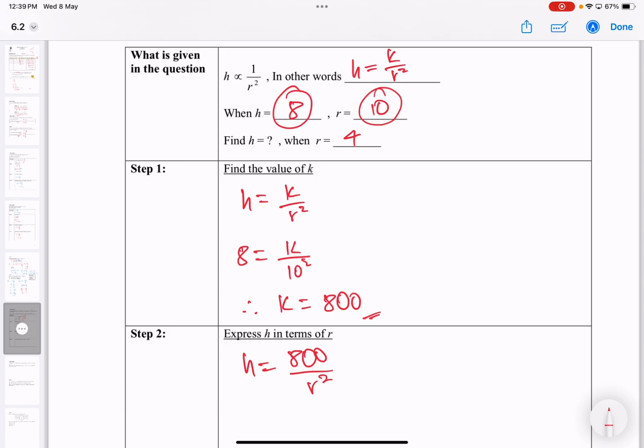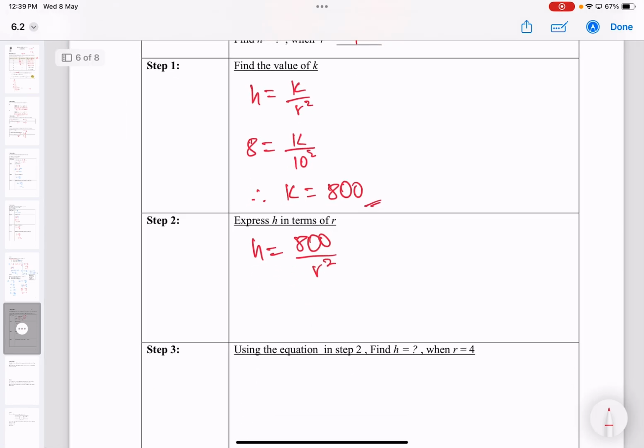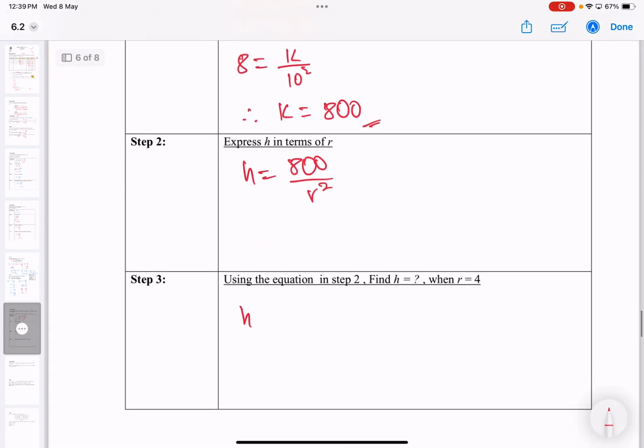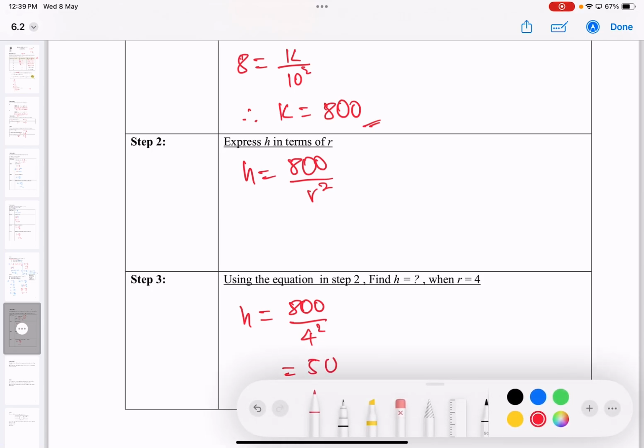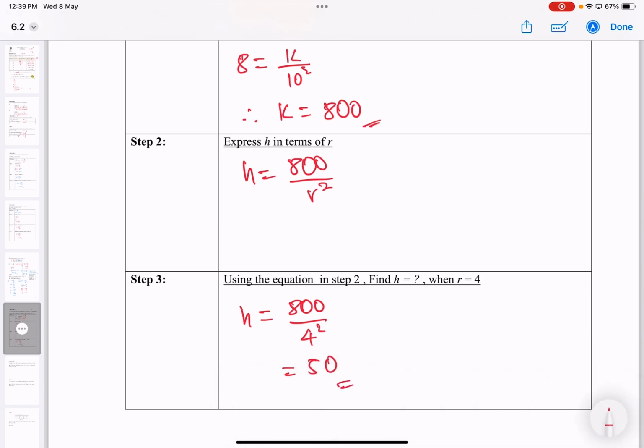If you do a substitution over here, H is equals to 800 over 4 squared. What do you get? 150? Oh, 50, yeah. 800 divided by 16 gives you 50. You got 200 instead. Don't worry if you got it wrong. It's important that you know where you went wrong.